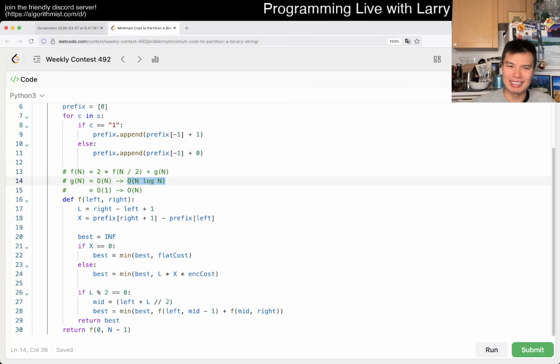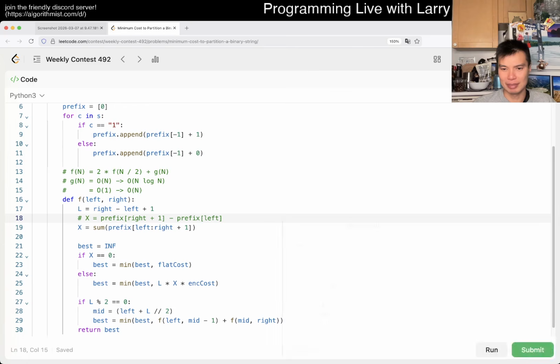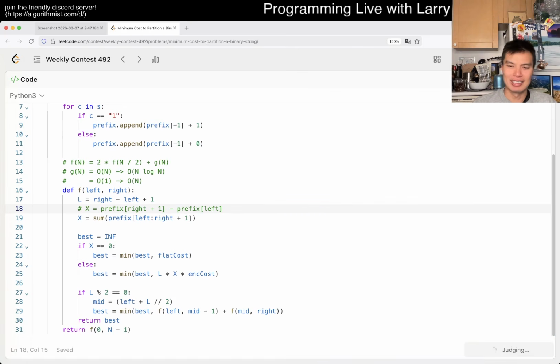Yeah, I don't get it, because we can just write x is equal to the sum of the prefix from left to right plus 1, right? And it should still be fast enough, right? Let's see. I don't know then. Ooh, wrong answer. Huh? Really?